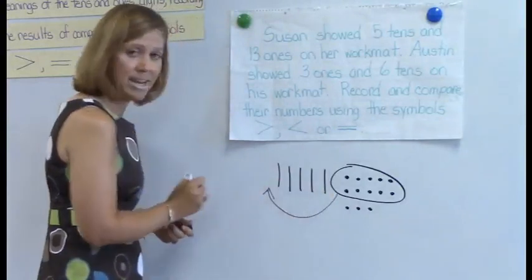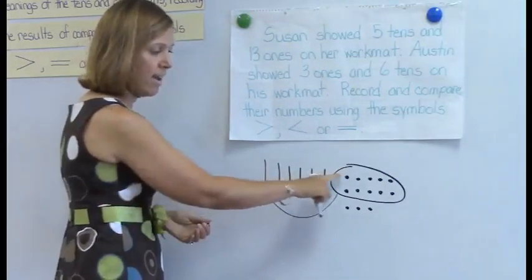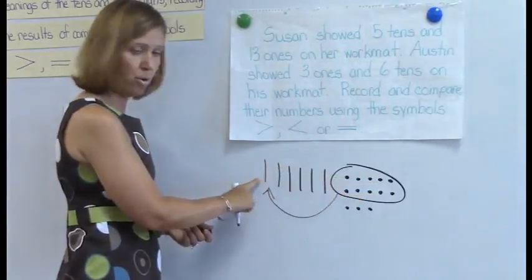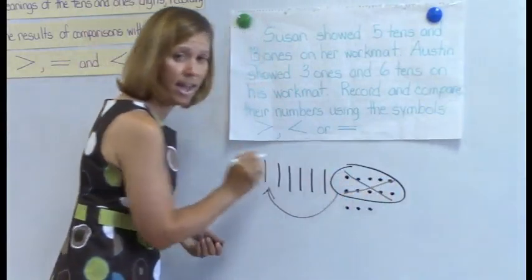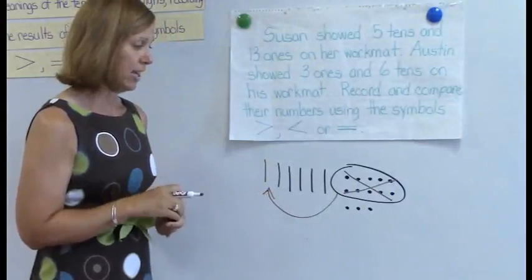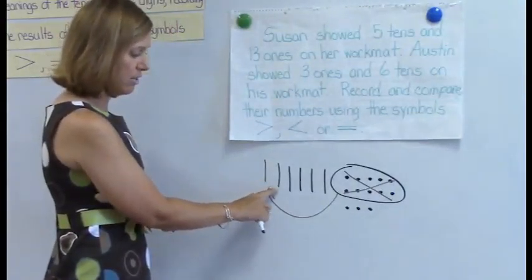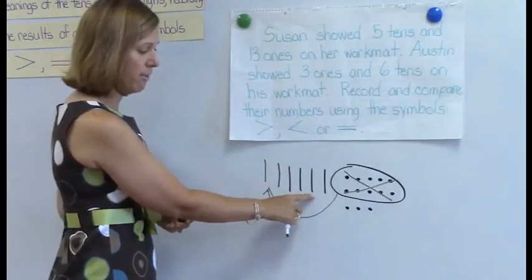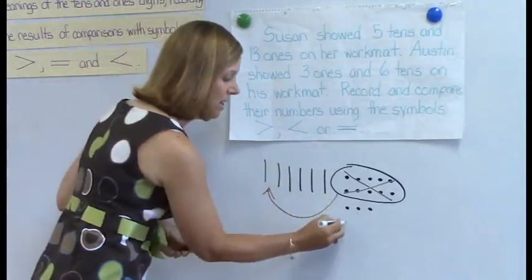And I'm going to trade it in for a stick of 10. So now, instead of having those 10 ones, I have a group of 10. Now I need to be sure to cross those 10 out so I don't recount them and get an inaccurate number. So now I'm going to count Susan's tens. 10, 20, 30, 40, 50, 60, 61, 62, 63.